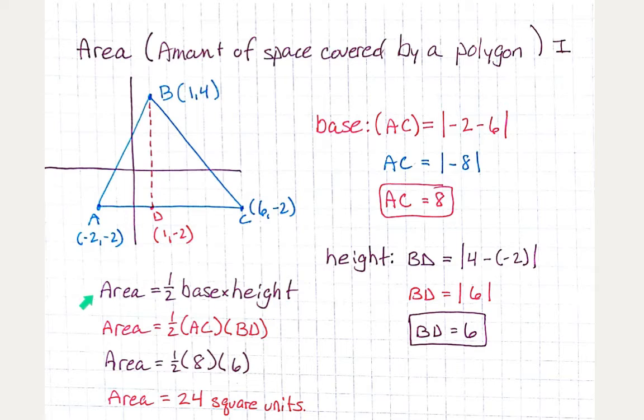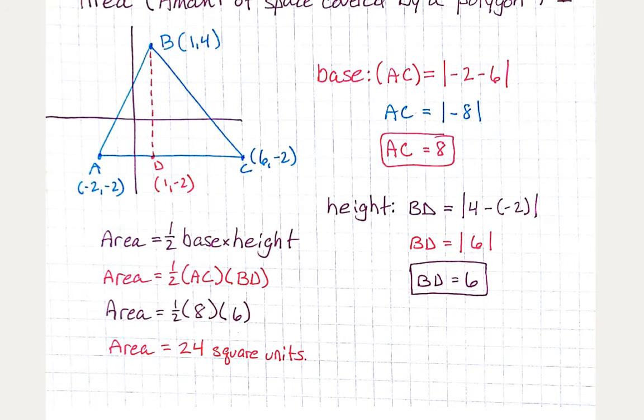So our area of our triangle, 1/2 base times height, is 1/2. AC is the base, the height is BD. And so then we plug in our numbers that we got here. AC is 8, comes from up here. And BD is 6, comes from over here. And 8 times 6 is 48. Half of 48 is 24. And that's our area. All right, moving on.